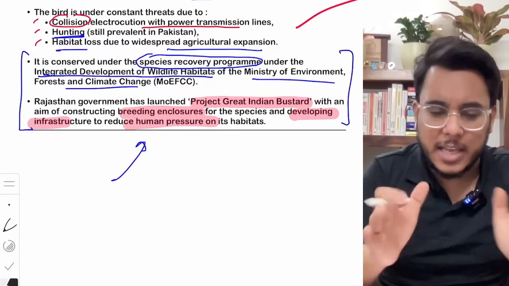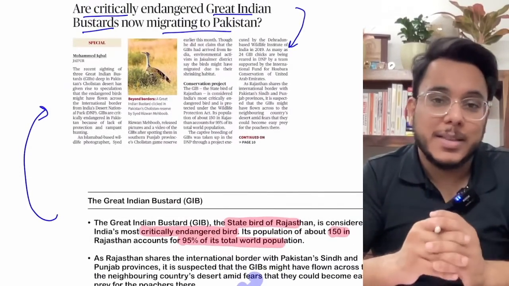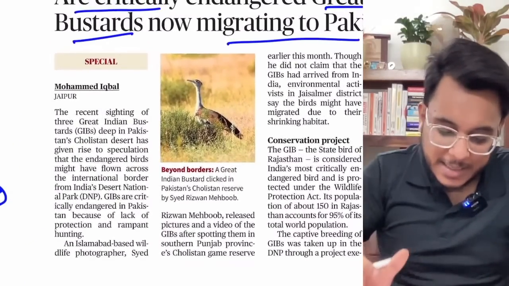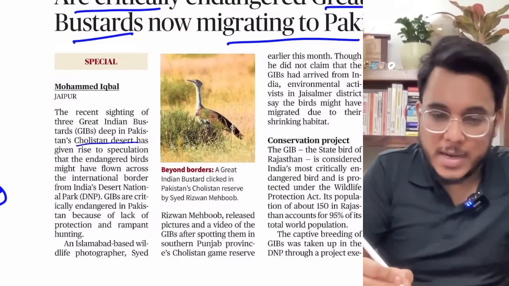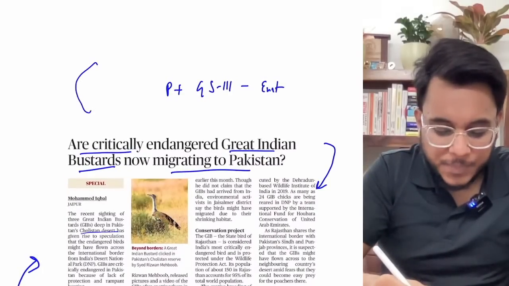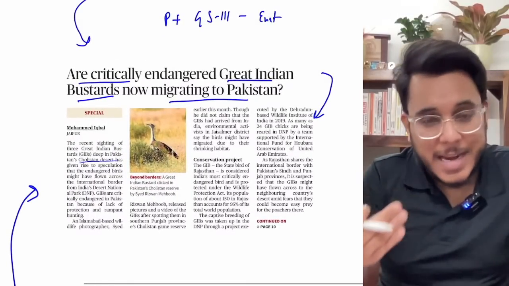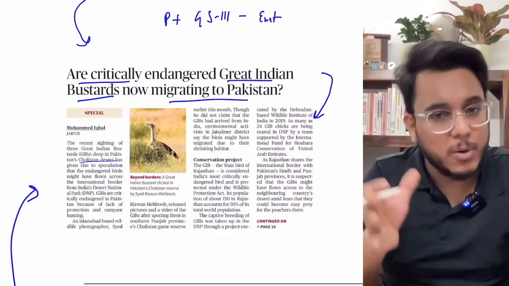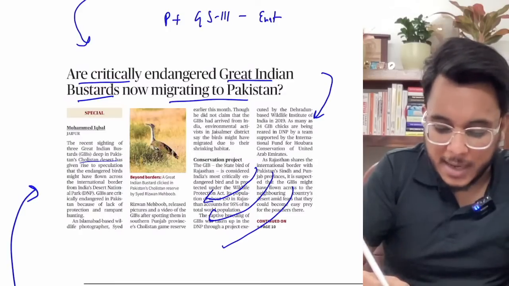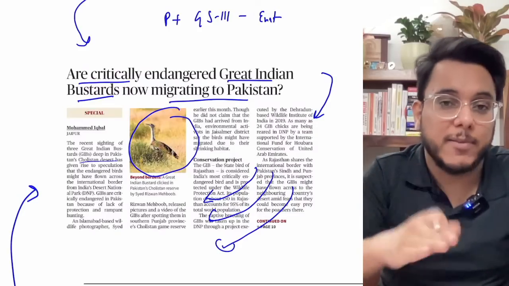So guys, this is the entire thing about the great Indian bustard, and now this particular article will be very easy for you. I told you that the great Indian bustards many times enter Pakistan, in the Cholistan desert, where they are hunted. Recently, a few great Indian bustards have been sighted in Cholistan. However, in Pakistan the great Indian bustard population is not there because all of them have been hunted. So it raises the suspicion that the great Indian bustards in Cholistan, in Pakistan, are the ones who migrated from India.